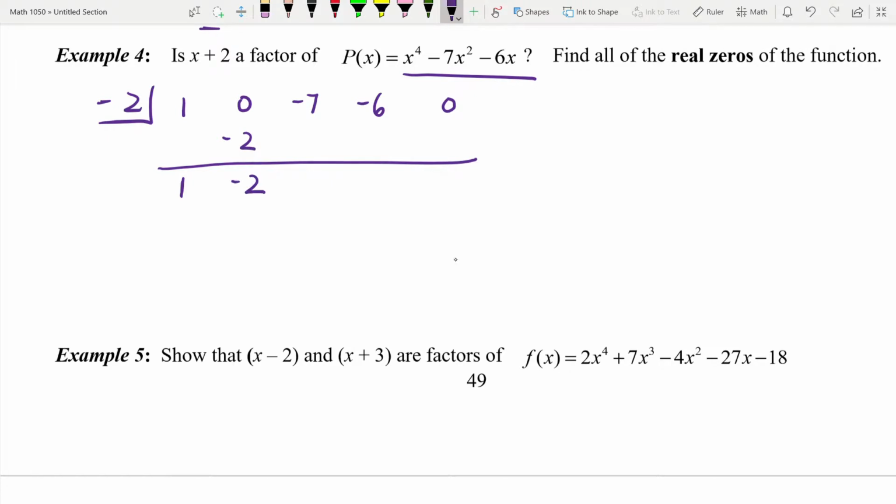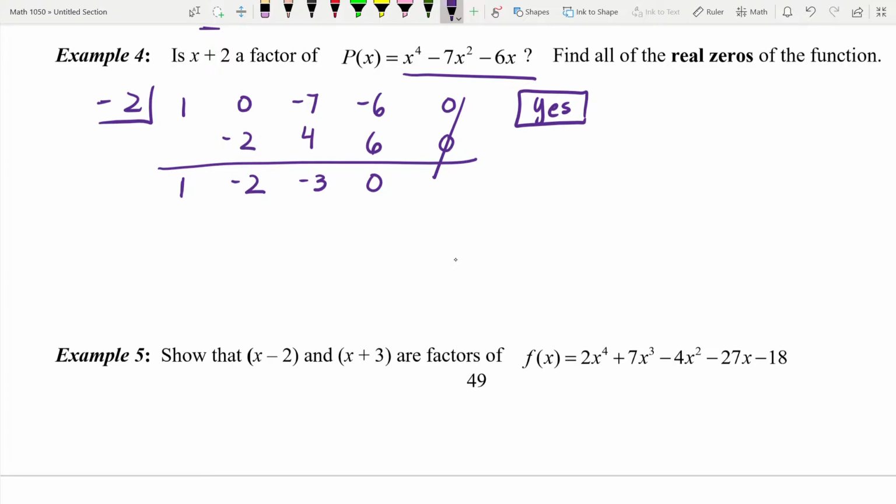A 0 and a negative 2 is a negative 2. A negative 2 times a negative 2 is a positive 4. A negative 7 and a positive 4 is a negative 3. A negative 3 times a negative 2 is a positive 6. Negative 6 plus 6 is a 0. 0 times negative 2 is a 0. And I have no remainder. So the first question is, is x plus 2 a factor? Someone tell me the answer. Yes, it is. Why is the answer yes? Somebody tell me. No remainder. Beautiful. So this is x to the 4th.